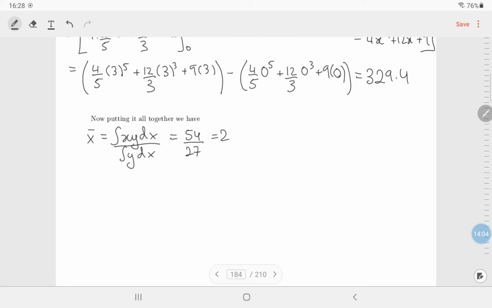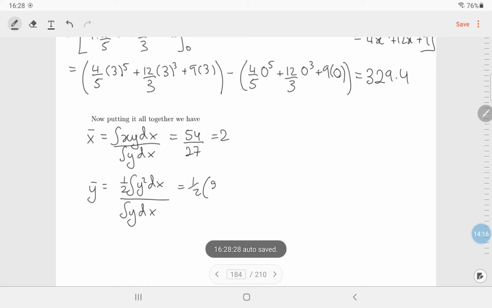And then the other one, y bar, is equal to half the integral of y squared dx divided by the integral of y dx. That's a half. What's the integral of y squared? 329.4. I know I'm going quite fast on this, but remember you can always pause me and rewind. And then the integral of y we found also was 27. So I'm going to bang that into the calculator. And out pops 6.1. So these are the coordinates of the centroid.